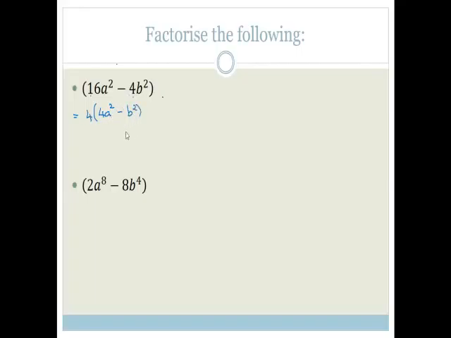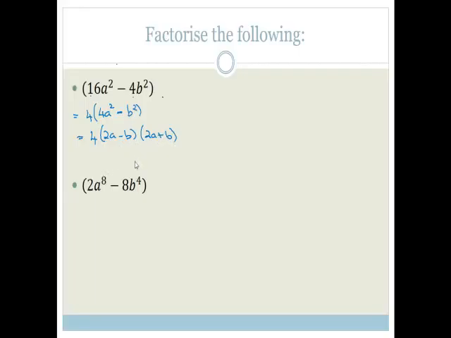b squared. And I'm really hoping that by now you realize that this is the difference of two squares. 4 is a perfect square, a squared is a perfect square, and b squared is a perfect square, and the difference is a minus. Therefore, we can do the usual thing: we square root the first one, which is 2a, minus b, we square root the last, which is b, so we get 2a and then plus b. Right, and that's it, done. We can't factorize that any further.